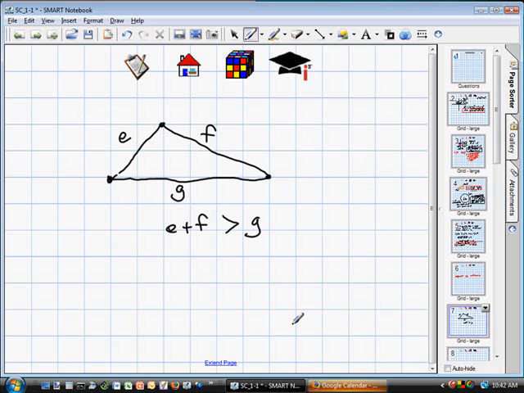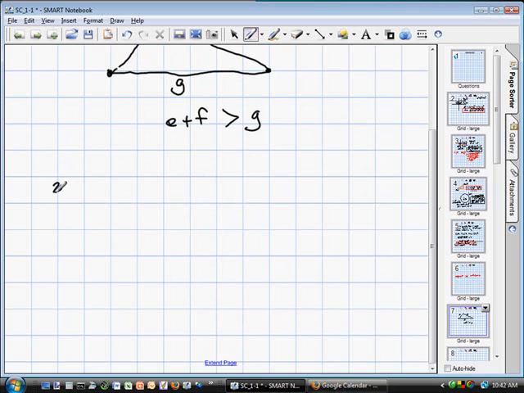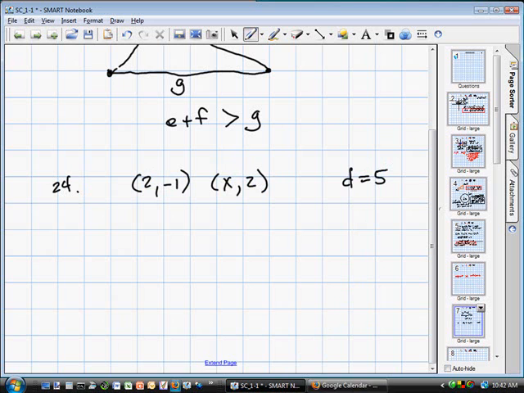Let's see, a little more time here. How about 23, 24? It says, find x such that the distance between the points is 5. Okay, let's do 24 up here. We got the points in the book of (2, -1) and (x, 2). And you want the distance to be 5. What value of x will do it?